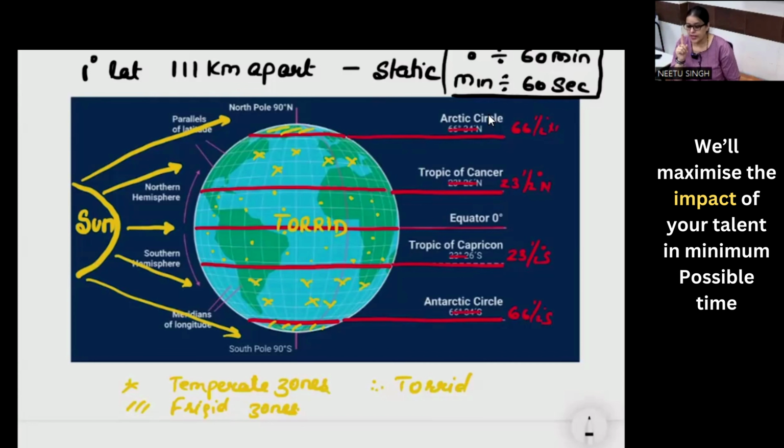account. So each degree of latitude is divided into 60 minutes and each minute is divided into 60 seconds. So when I say Tropic of Cancer is at 23.5 degrees north, I can also call it Tropic of Cancer is at 23 degrees 30 minutes north. I think it is making sense.